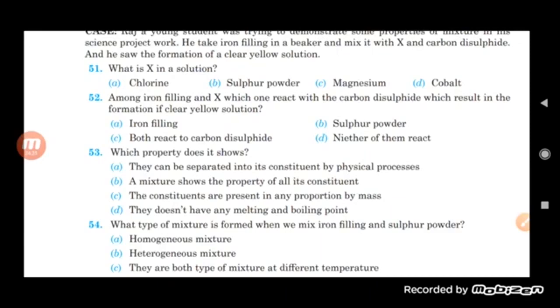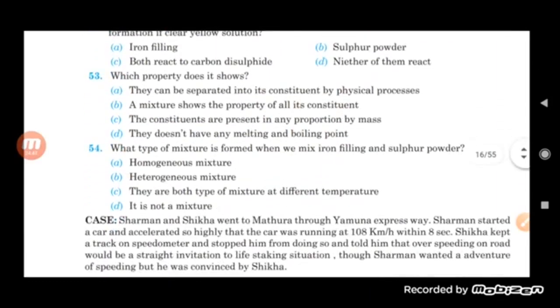What type of mixture is formed when we mix iron filings and sulfur powder? So when we mix iron filings and sulfur powder together, the options given here are: homogeneous, heterogeneous, both types of mixture at different temperature, and it is not a mixture. So we know that when iron filings and sulfur powder are simply mixed, it will be a heterogeneous mixture, not a homogeneous mixture. Okay, when we heat it, it will become a compound, but right now it is a heterogeneous mixture.